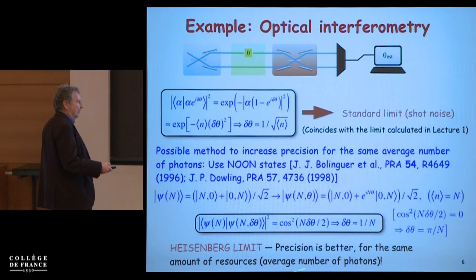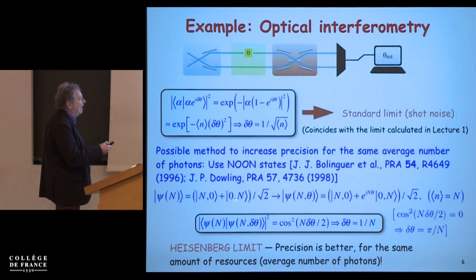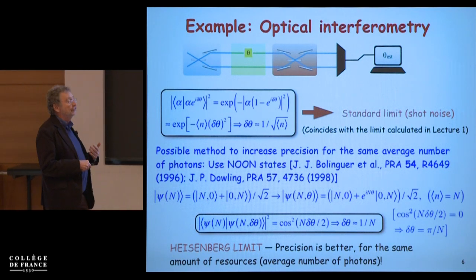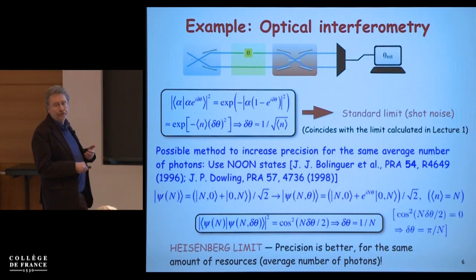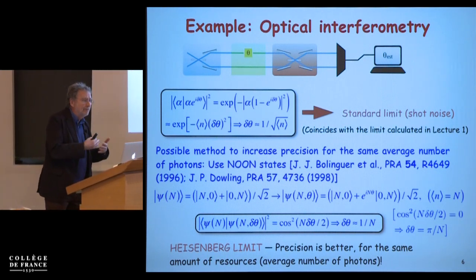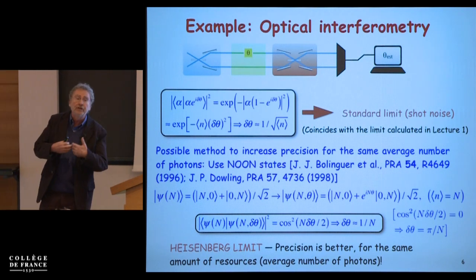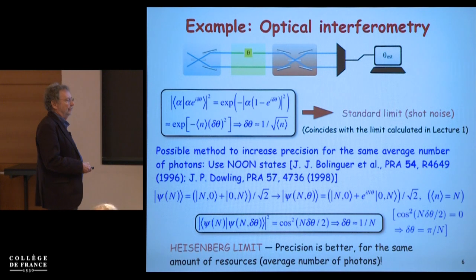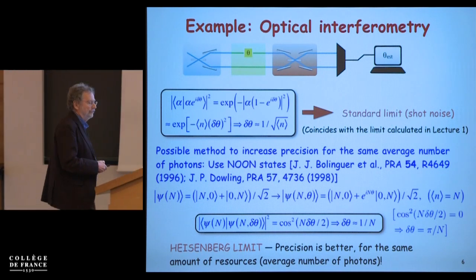So for this kind of scaling, therefore for this kind of state, the precision is better for the same amount of resources. And the resources are here defined as the average number of photons used in this experiment. Okay? So that's the idea. You see that it is really the overlap between the two states, or if you want, the distinguishability between the two states that will determine this limit of precision.